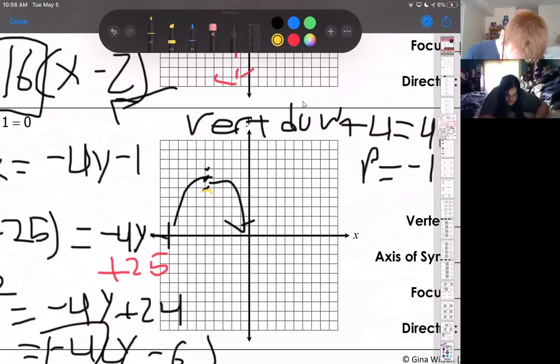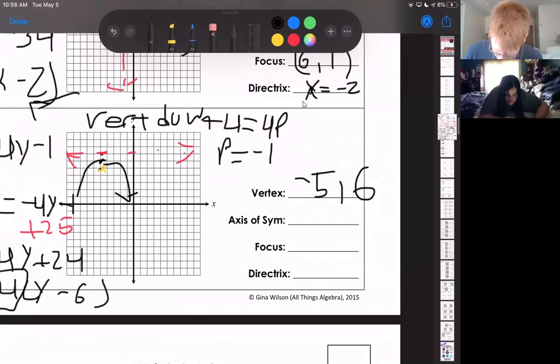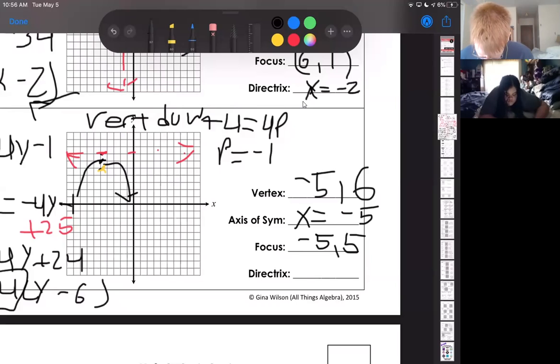So this would be your focus point. This would be your directrix. So our answer would be, our axis of symmetry is going to be x equals negative 5. Our focus point, if you look, is negative 5, 5. Our directrix, since it's a horizontal line, is going to be y equals, and it was up 7.